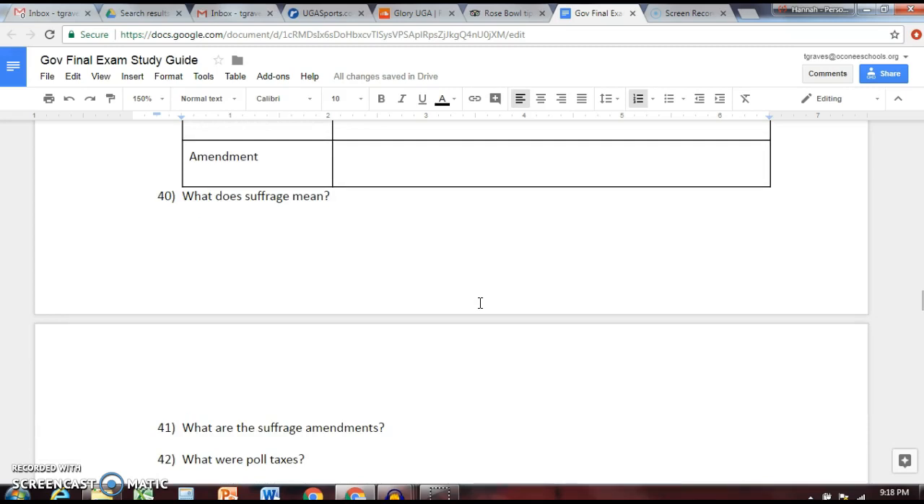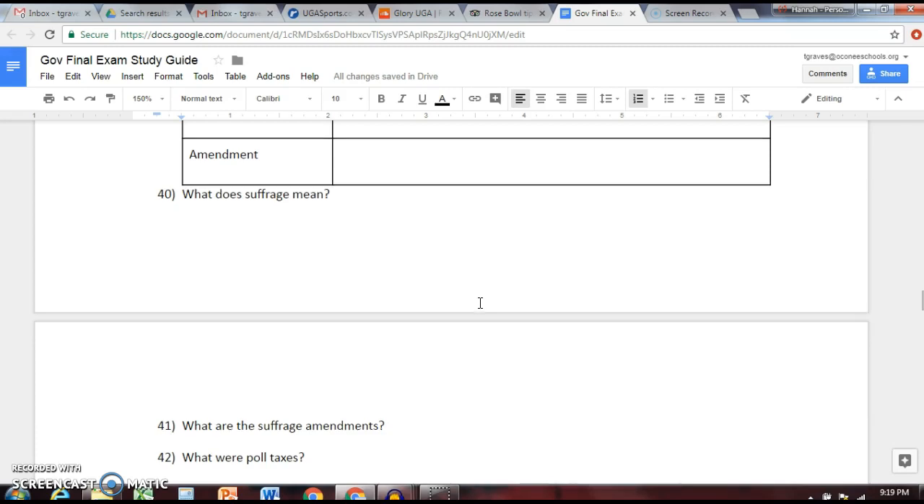Number 40, we talked about suffrage a second ago. Suffrage means the right to vote. So the suffrage amendments, number 41, the big ones would be the 15th and the 19th. I think in the first video I also mentioned the 22nd. Don't worry about that one. Just remember the 15th and 19th. If you can remember that, then you will be in very, very good shape when it comes to answering that question on the test. Also, the 17th is the election of senators by popular vote, which is direct election of senators. That also would be an amendment that deals with suffrage.